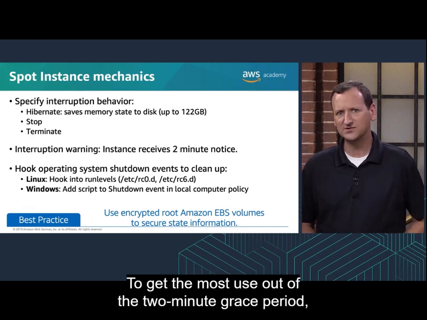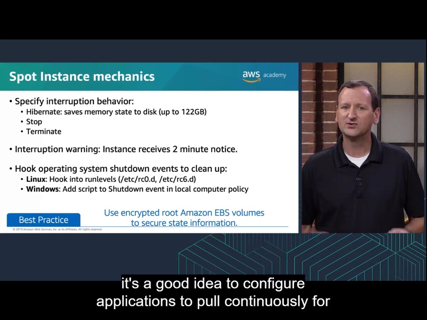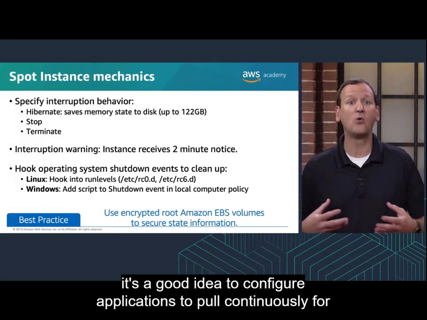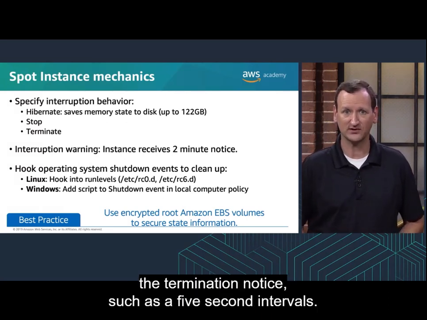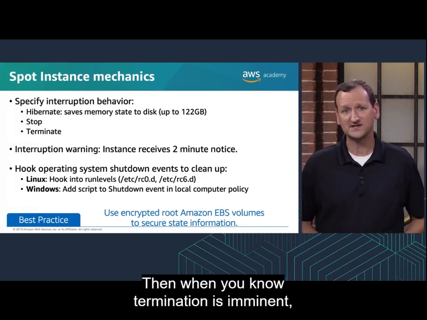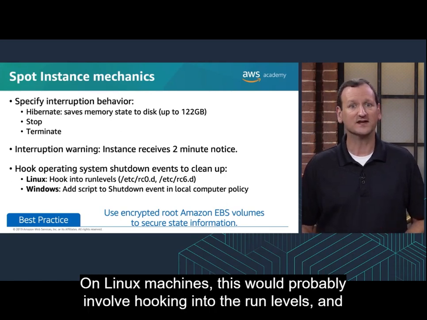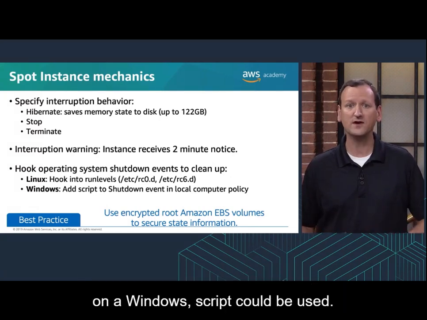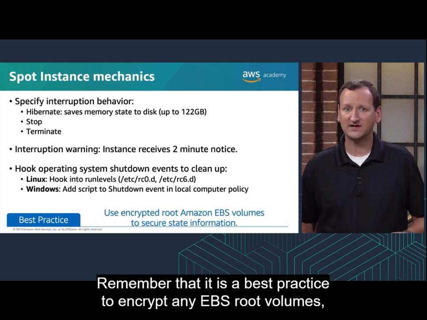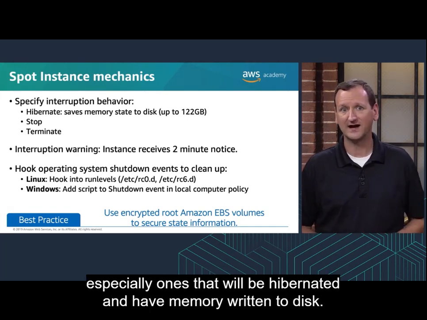To get the most use out of the 2-minute grace period, it's a good idea to configure your applications to poll continuously for the termination notice, such as at 5-second intervals. Then when you know termination is imminent, you could begin the operating system shutdown procedure. On Linux machines, this would probably involve hooking into the run levels, and on a Windows, a script could be used. Remember that it is a best practice to encrypt any EBS root volumes, especially ones that will be hibernated and have memory written to disk.